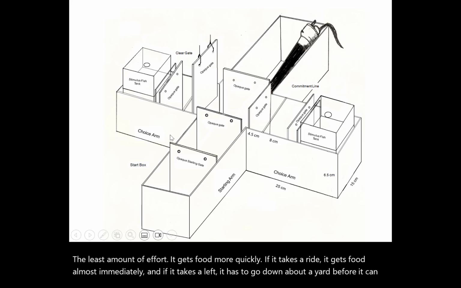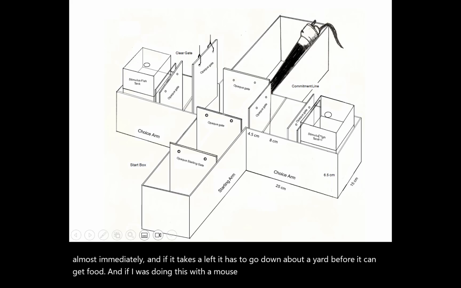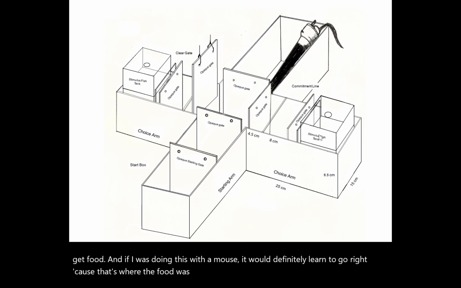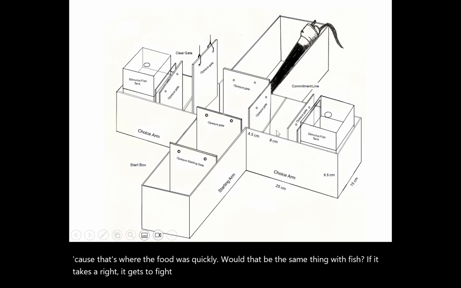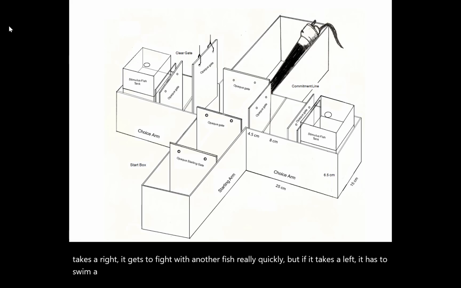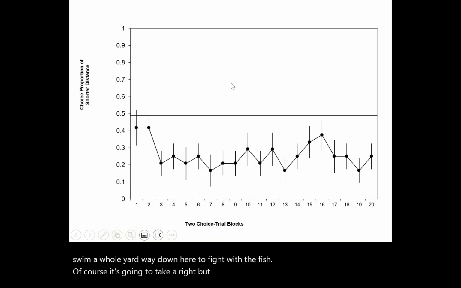And if I was doing this with a mouse, it would definitely learn to go right because that's where the food was quickly. Would that be the same thing with fish? If it takes a right, it gets to fight with another fish really quickly. But if it takes a left, it has to swim a whole yard way down here to fight with the fish. And of course it's going to take a right. But that's not what it did. It was really kind of interesting.